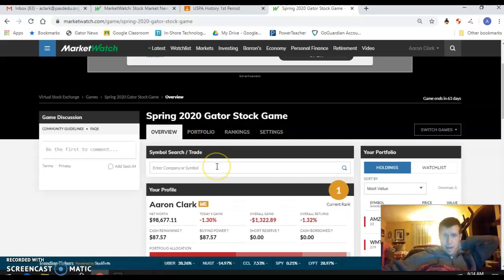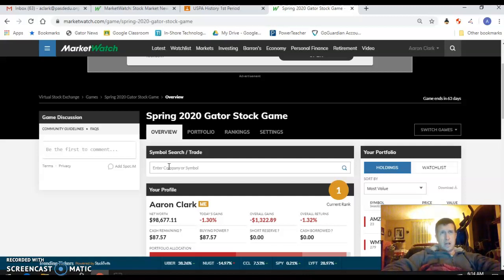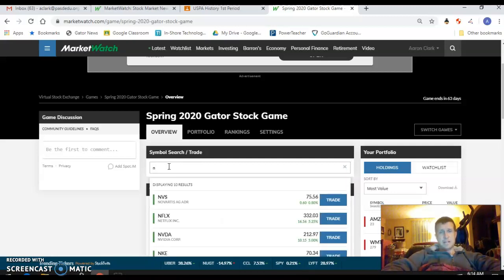So if you want to buy something, up here in this search box where it says enter company or symbol, I'm just going to pick a company. I'm going to choose a company that most of us will know, and I'm going to pick, they're going to be a really bad decision given the circumstances, Nike. Just going to start typing in Nike. You should not buy Nike because no one needs Nike in an apocalypse.